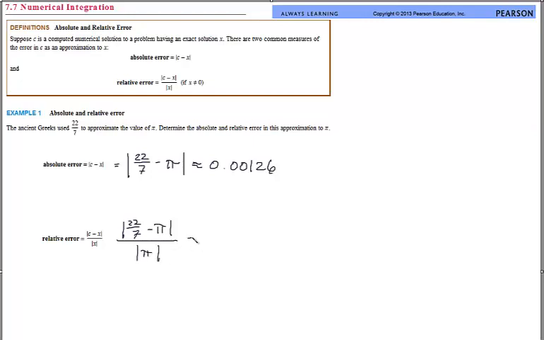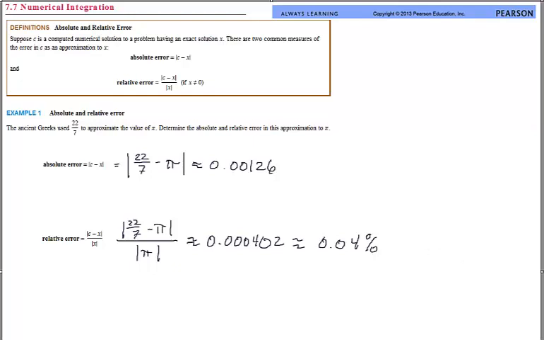Now in order to get the relative error, we're going to do 22/7 minus pi over the calculator's value of pi, using the wavy brackets for approximately, and we get approximately 0.000402. In other words, this is about 0.04%, which is a pretty good approximation.